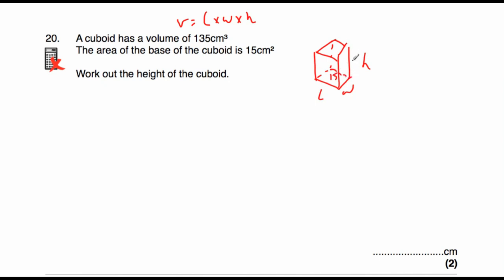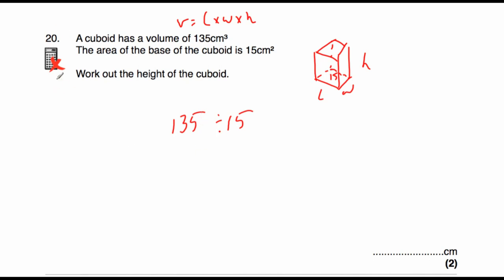Then we just need to multiply that by the height to get the volume. So we just need to figure out what we would multiply 15 by to get 135. So in other words, we need to do 135 divided by 15, and that'll be our answer. So we just need to work out how many 15s go into 135.